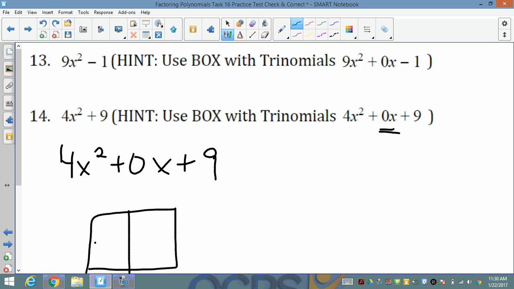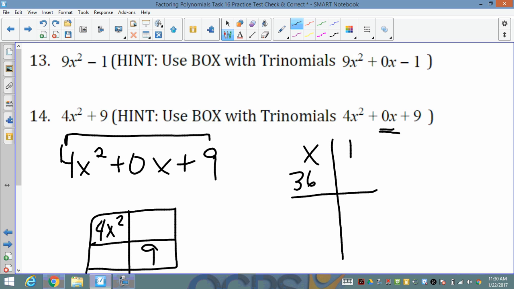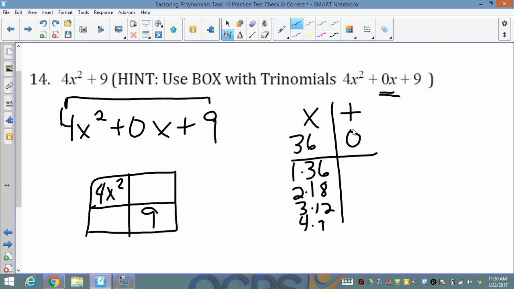Drawing the box. 4x squared, 9. Multiplying first and last, I need to multiply to 36 and add to 0. Now some of you are already looking at that going, I can't do that. I'm going to list my factors and talk about why. But you are absolutely right. Okay, because I am multiplying to a positive, my signs have to be the same. And notice whether I do positive, positive, or negative, negative, there is no way to get 0.